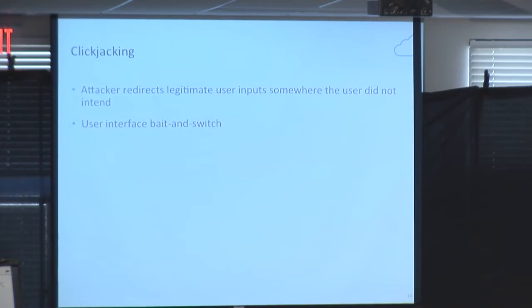So the next class of vulnerabilities I wanted to talk about is clickjacking. In clickjacking, legitimate user interactions are sent to have unintended consequences. Really, this is user interface bait and switch. The user thinks he's doing something else, and in fact, he ends up doing something he didn't want to do.